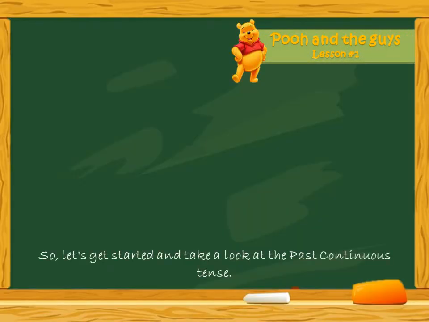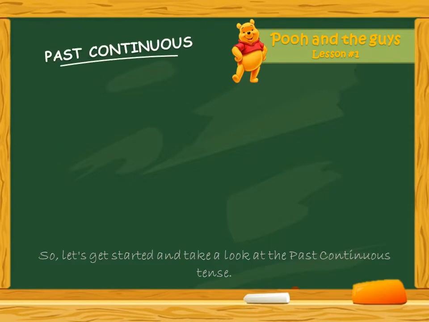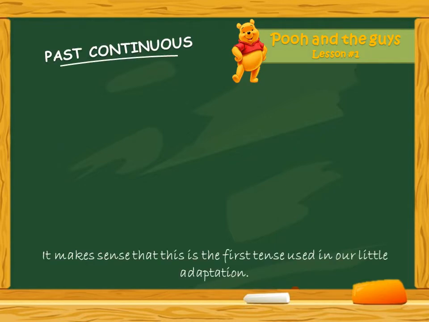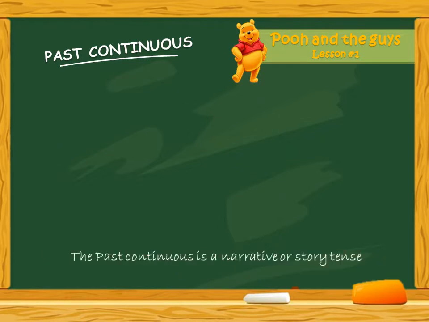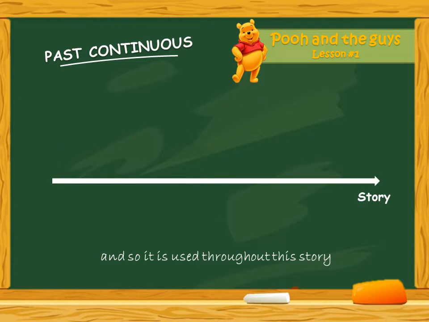So, let's get started and take a look at the past continuous tense. It makes sense that this is the first tense used in our little adaptation. The past continuous is a narrative or story tense, and so it is used throughout the story as the narrator speaks using the narrative tenses.